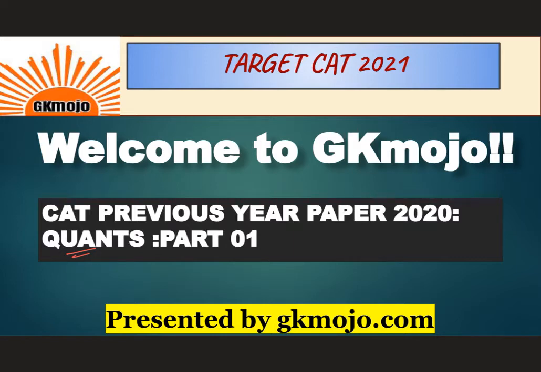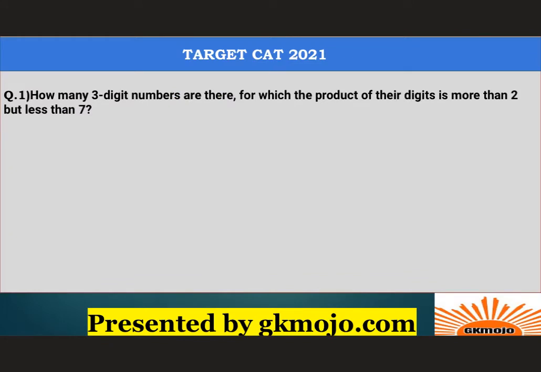Let's get started. First question: how many 3-digit numbers are there for which the product of their digits is more than 2 but less than 7? So it should be more than 2, and it should be lesser than 7. What all numbers can be there? 3, 4, 5 and 6. So we'll go case by case.